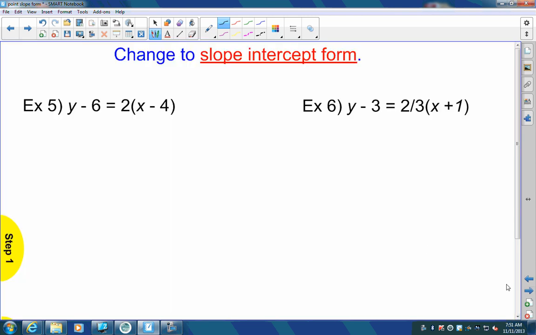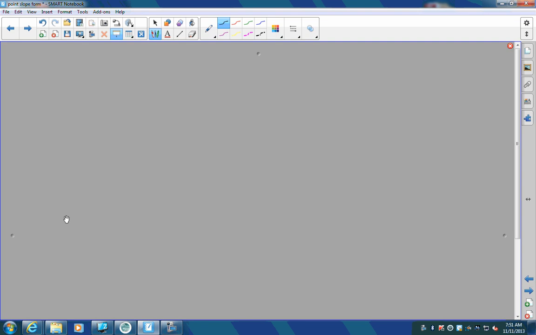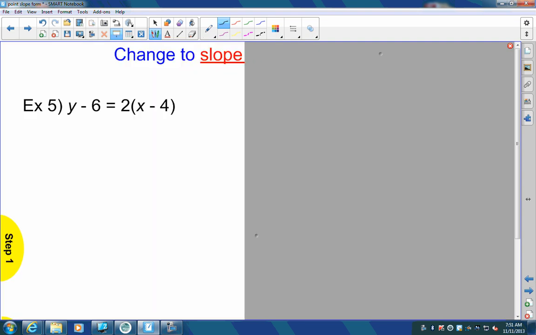Okay, so let's do number 5 right here. It's already written in point-slope form. Right now, looking at this, before we rearrange it on your boards, I want you to tell me what is the slope and what is the point they are using. Write that down and let me see. What is the slope? What is the point they are using?